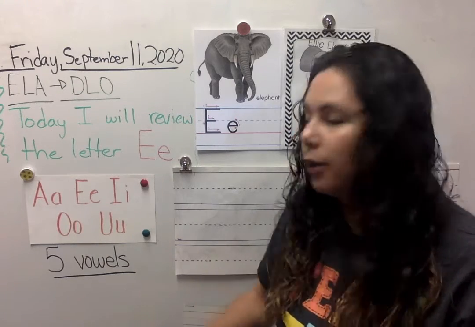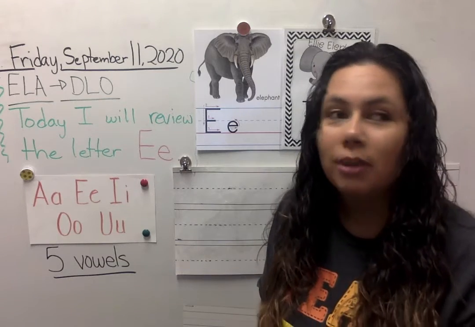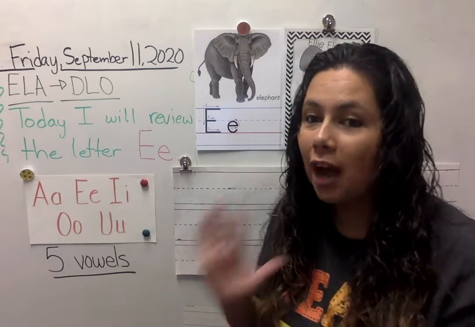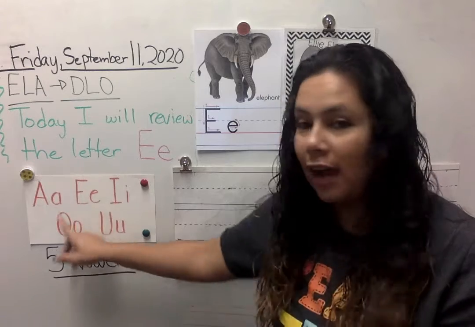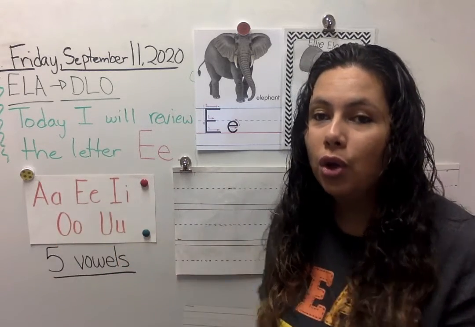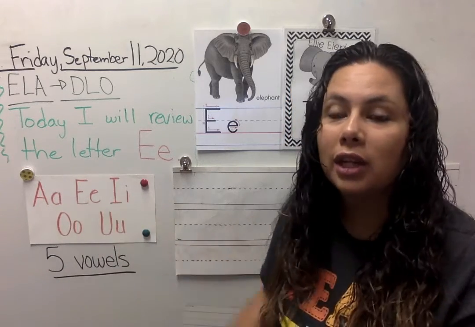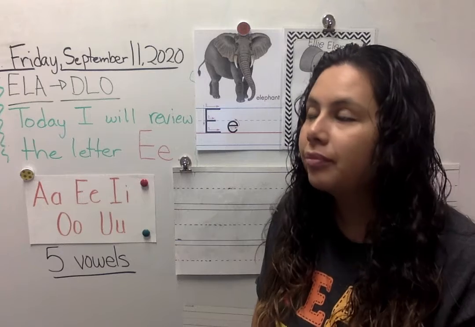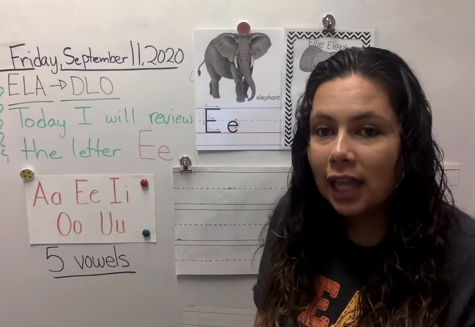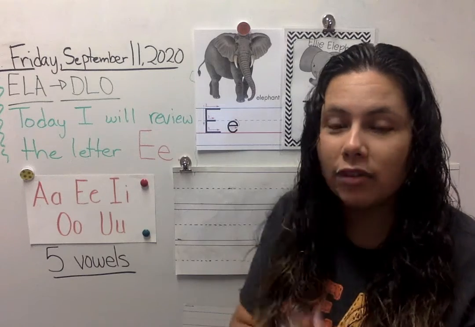Another thing is just remember in the alphabet there's 26 letters in all from A to Z. Five of those are vowels, A, E, I, O, U. We've already learned about A, we're reviewing E, and we've done the letter I. The other letters in the alphabet are called the consonants. There are 21 of those.